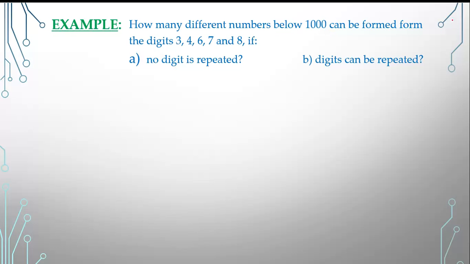Now here you see that we use both. How many different numbers below 1000 can be formed from the digits 3, 4, 6, 7, and 8? The first case is that no digit is repeated, and the second is that digits can be repeated.